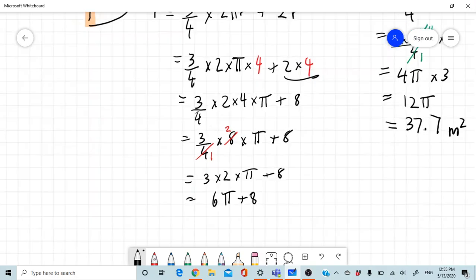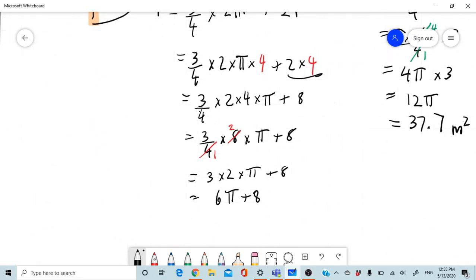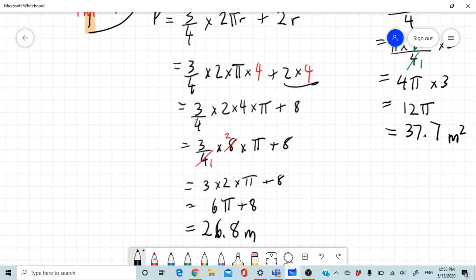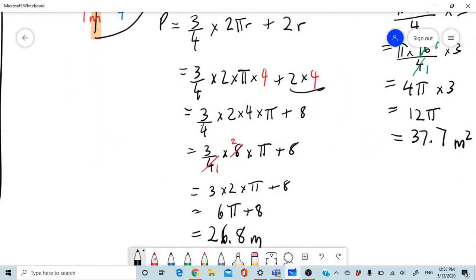I'll show you how to do it faster later, but just type into calculator 6 times pi plus 8, and you get the answer of 26.8. Or you'd get the answer 26.8495. This is less than 5, so we just leave it as the 8. And don't forget our units. Our units are meters, because perimeter is measured in length, so it's just straight old meters.